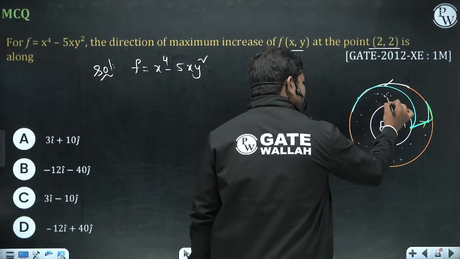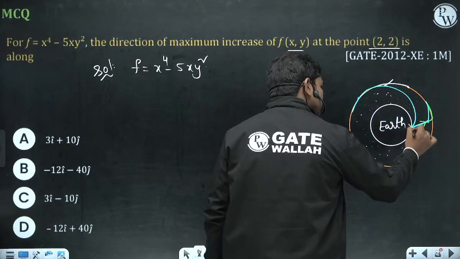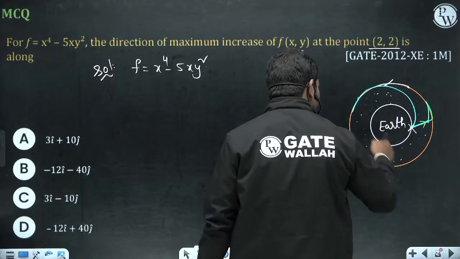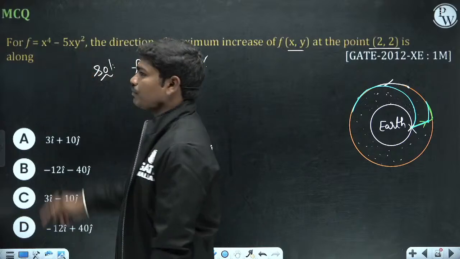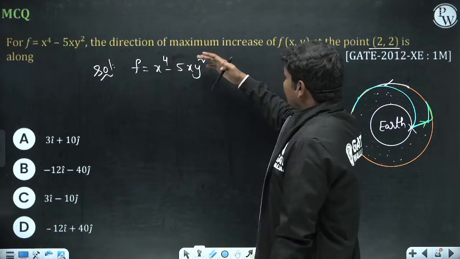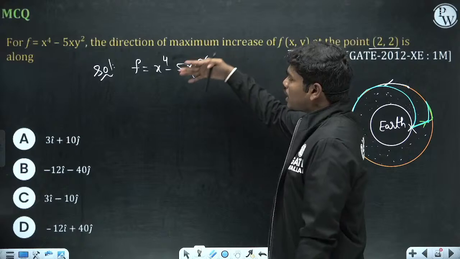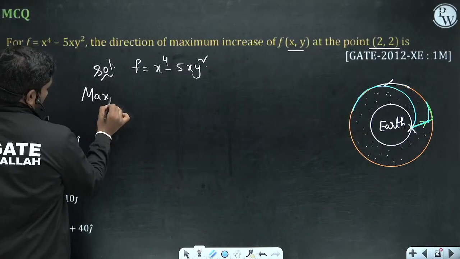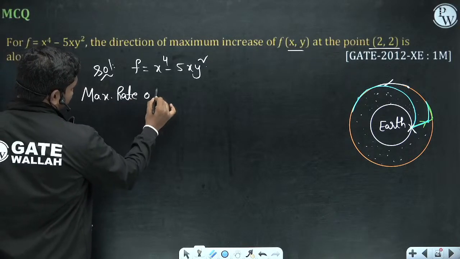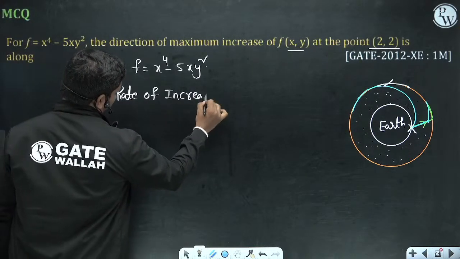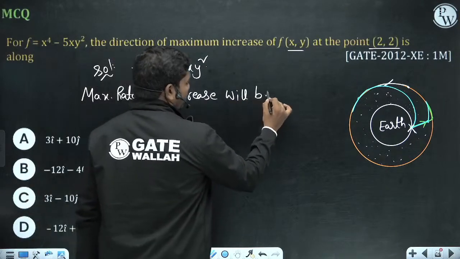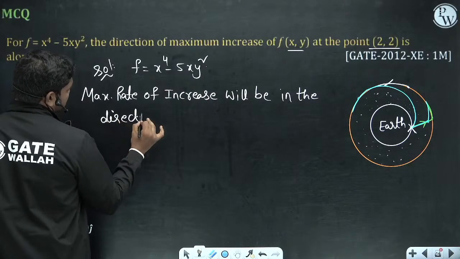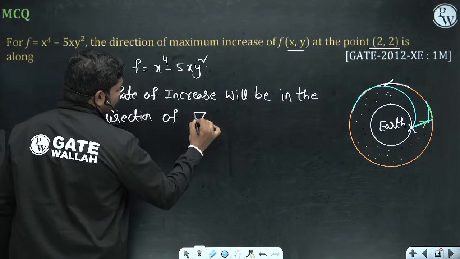So at any point on the surface, for example if this is a sphere, then the temperature at that radius will be some function. Okay, so like this we have some function. Now they are asking the direction of maximum increase of f at the point (2, 2). Let us say there is some point here. Now the maximum rate of increase will be in the direction of the gradient of f at that point.